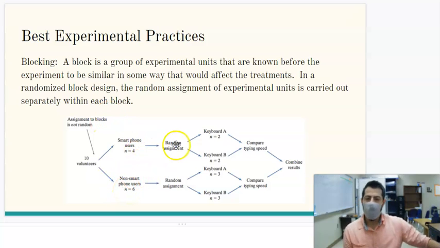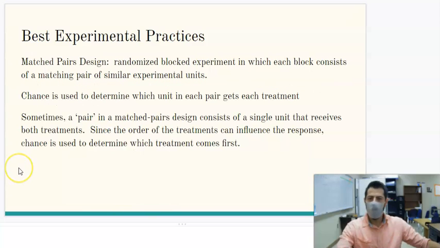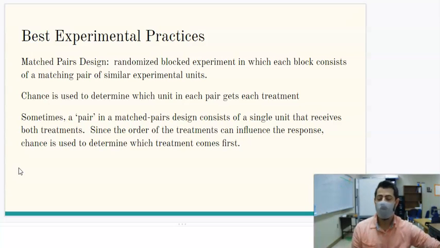And then I can assign some of the iPhone users to get one keyboard or one app, some of them to get the other app, compare what they did, and get the results. And then for the Android users, do the same thing, randomly assign them to one or the other. So my blocks would be the iPhone users and the Android users, or in the original example, smartphone versus non-smartphone. All right.